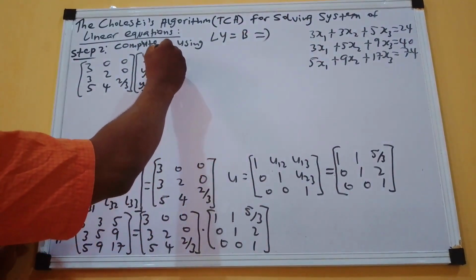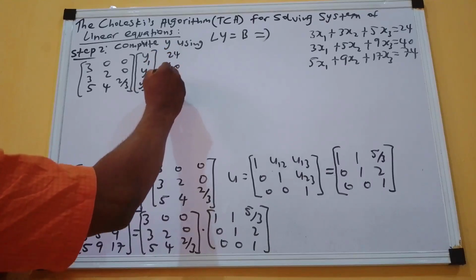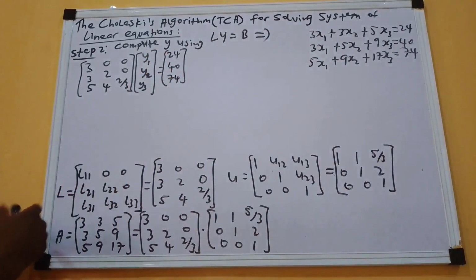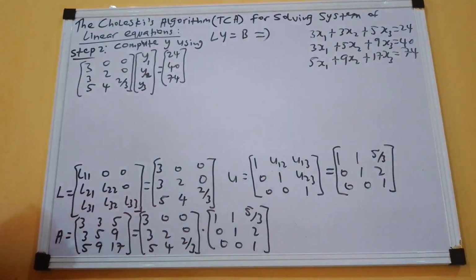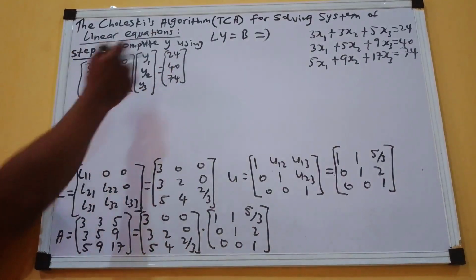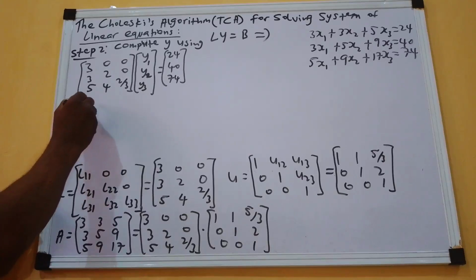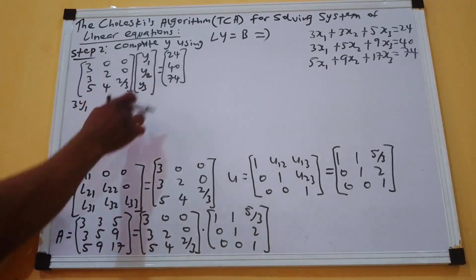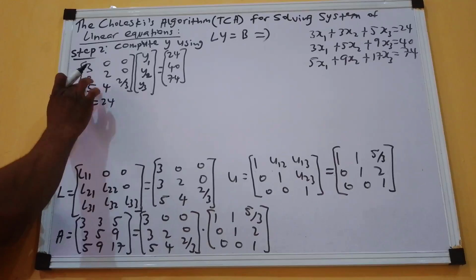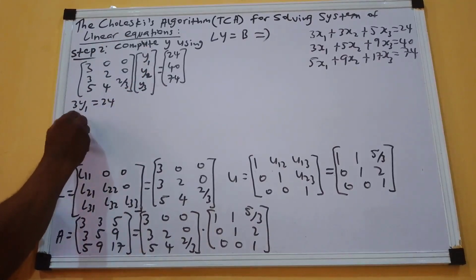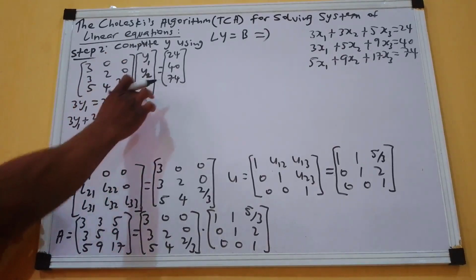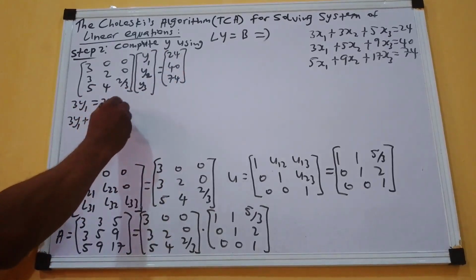Our b is the right hand side, which is 24, 40, and 74. Now, multiplying these, we have to carry out the matrix multiplication, of course. This will be 3 times y1, 3y1, then plus 0 times this, 0 times will be 0, is equal to 24. Then the next one will go again, 3 times y1, 3y1 plus 2 times y2 plus 2y2. Of course, 0 times y3 will be 0. Of course, this will be equal to 40.